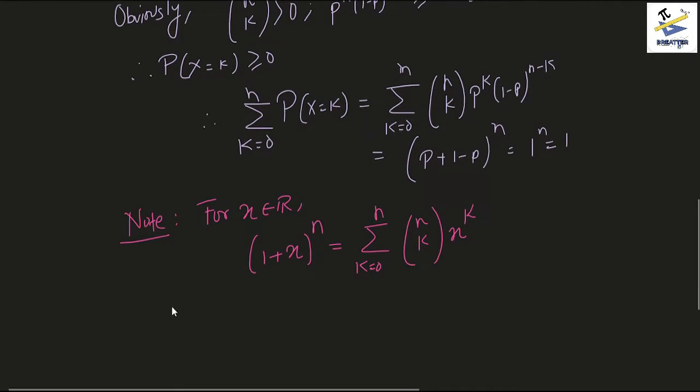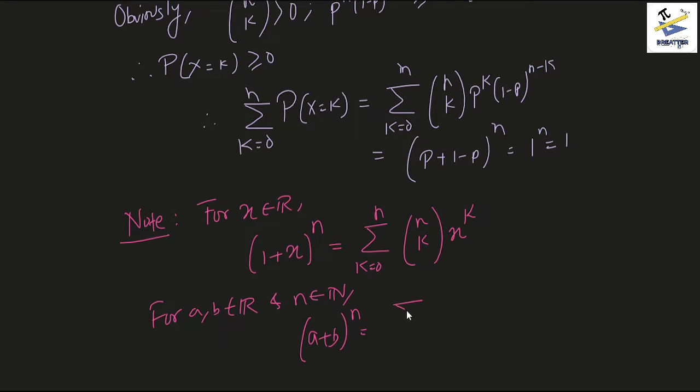And for a, b belonging to real numbers, so I'll give you both the formats, and n belonging to the natural numbers, (a plus b) whole to the power n. This expansion can be written as the sum for k equals 0 to n of nCk a to the power n minus k into b to the power k, right? So using this formula, you can see that here a is 1 minus p and b is p, which means (a plus b) whole to the power n equals 1, right?